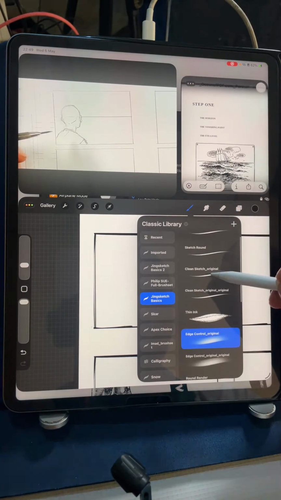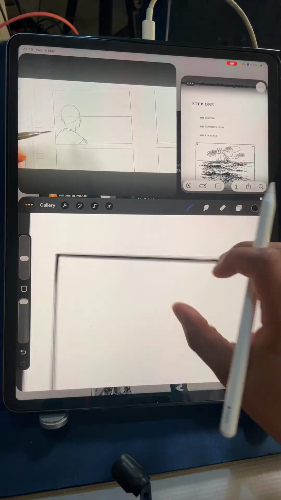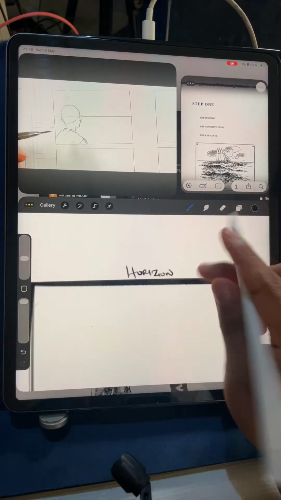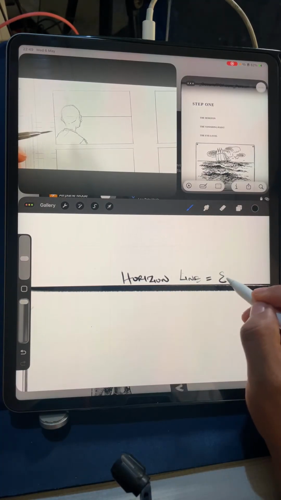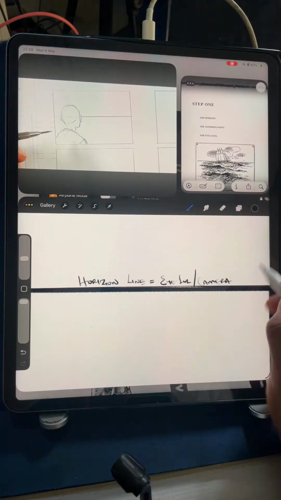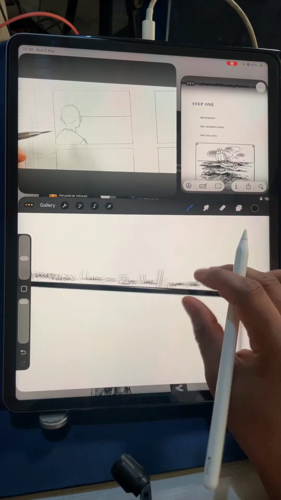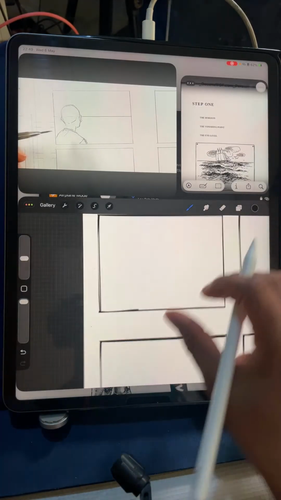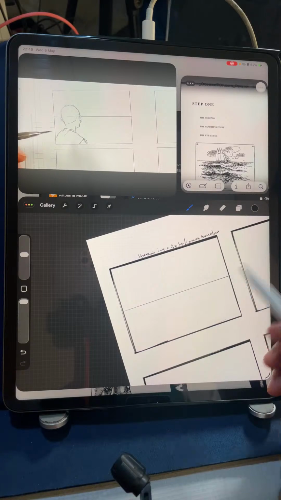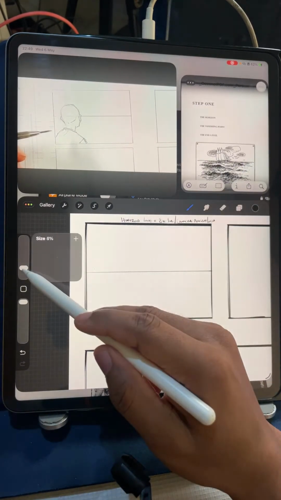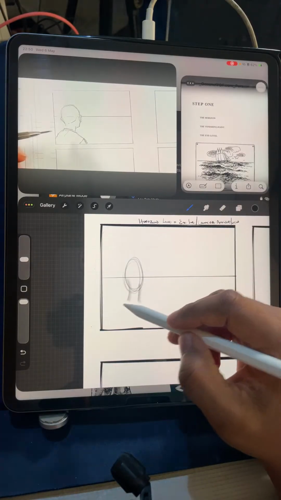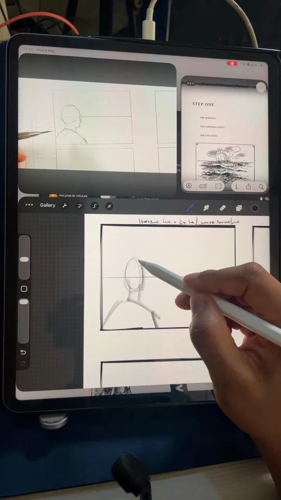Got it. Let's practice the stuff that he has over here, and let's see. Horizon line equals eye level or camera angle of view. All right, so we divide this into two in the middle. Then we do some sketching. I'm not going to detail mine the way he does his, but I'm just going to put my guy over here like this.